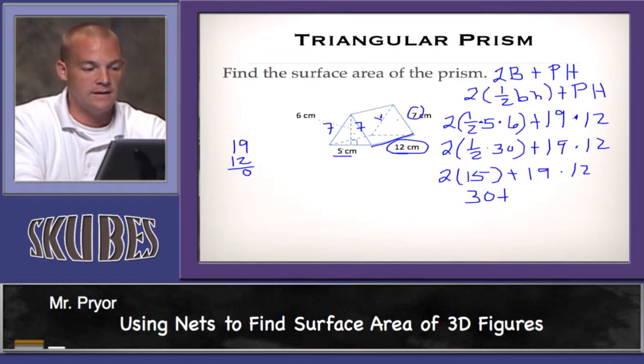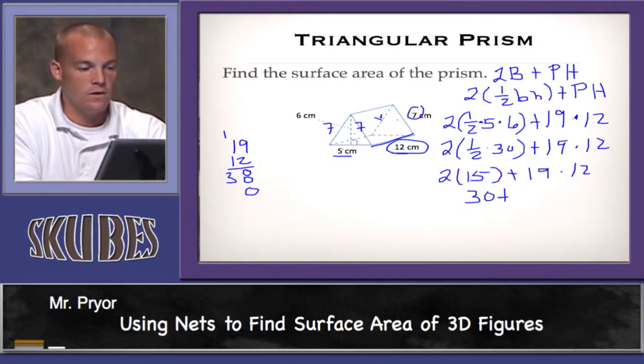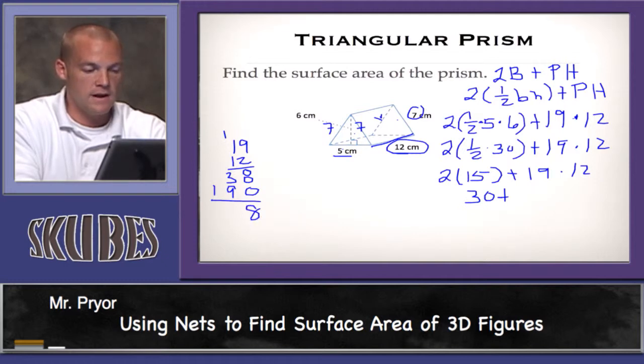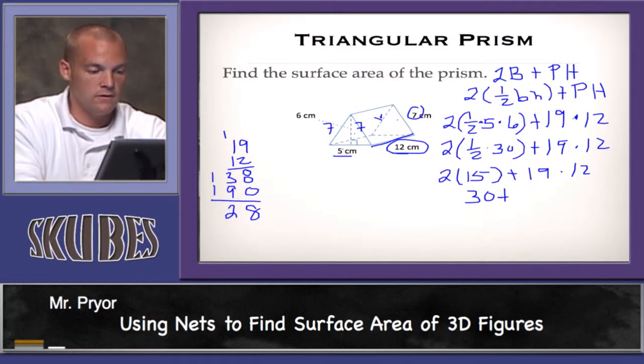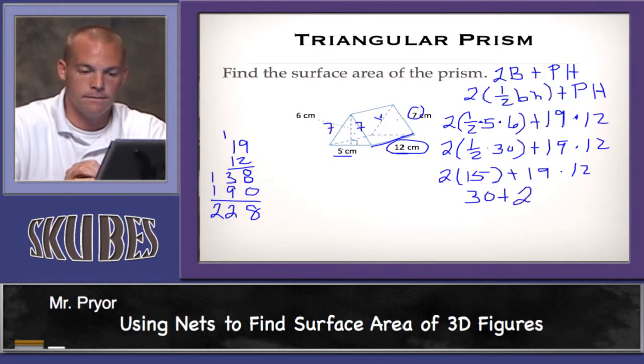All right. 2 times 9 is 18. Carry the 1. 2 times 1 is 2 plus 1 is 3. Hold the place with 0. 1 times 9 is 9, and 1 times 1 is 1. So we have 8, 3, 9 and 3 is 12. So you end up with 228.